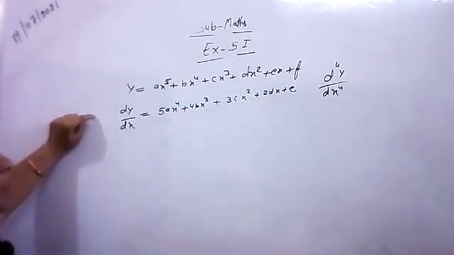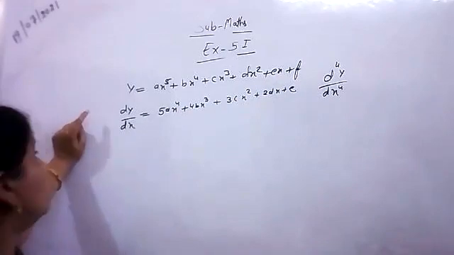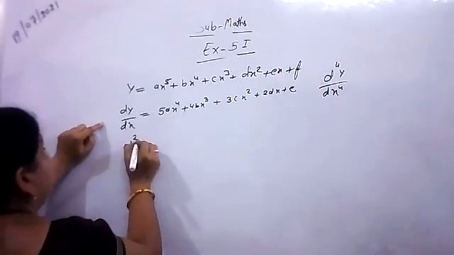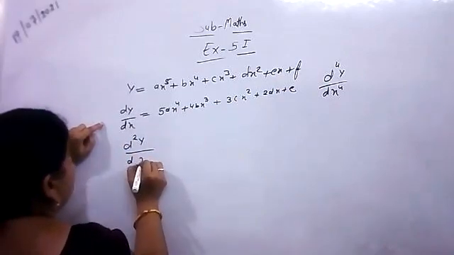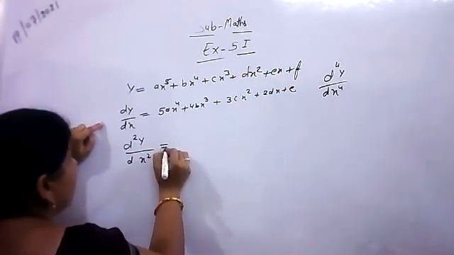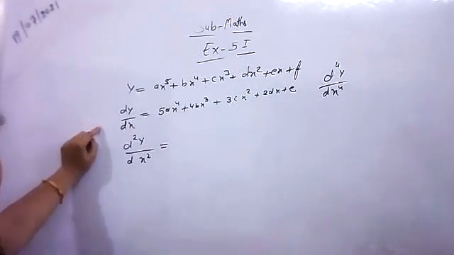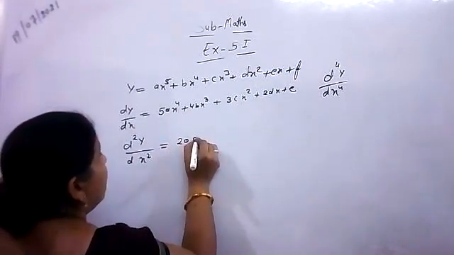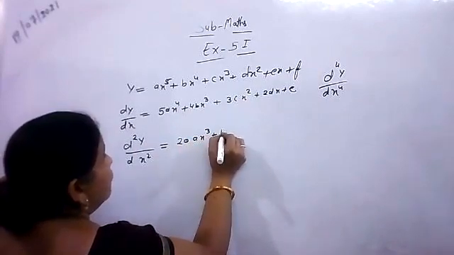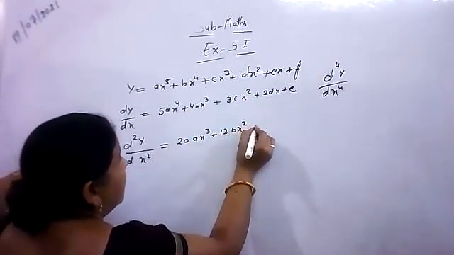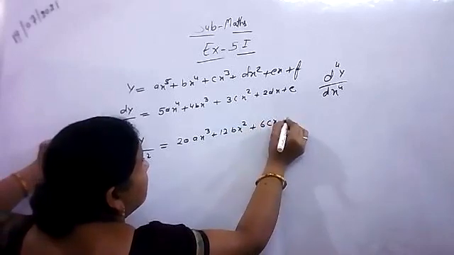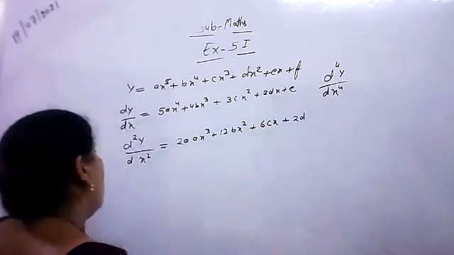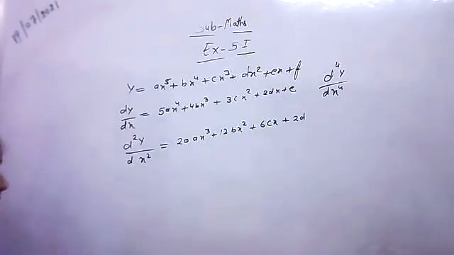Now we find it four times. First we find the first time, now we find the second time. So d square y upon dx square means again differentiate with respect to x: 20 a x cube plus 12 b x square plus 6c x plus 2d, and this is 0. Now here is the second differentiation.